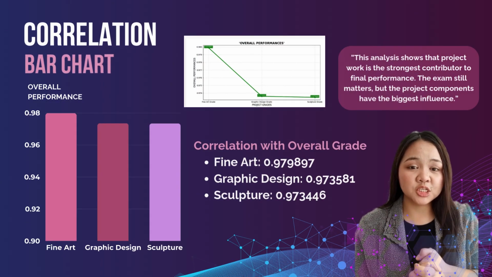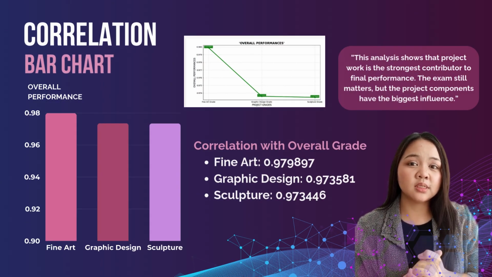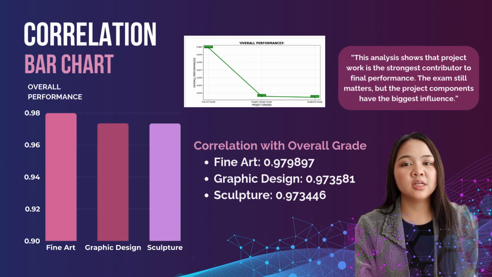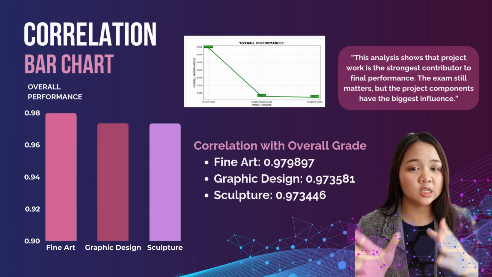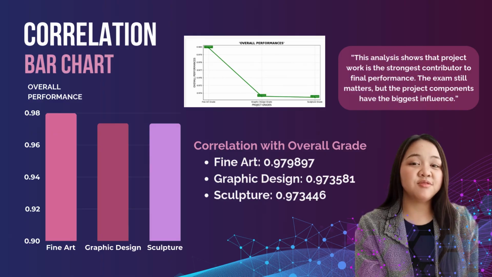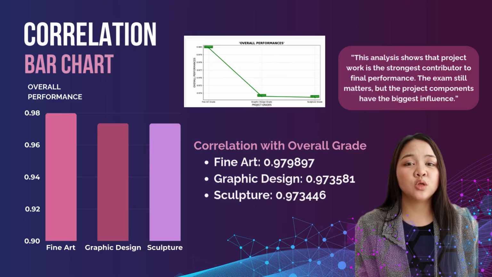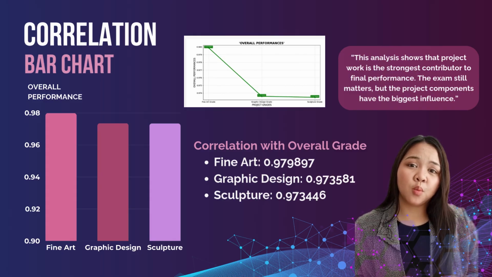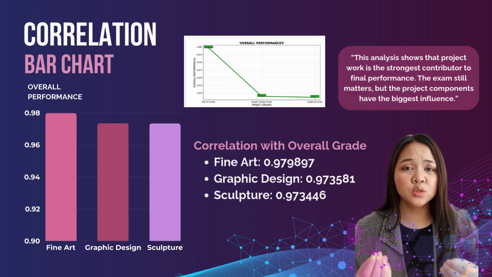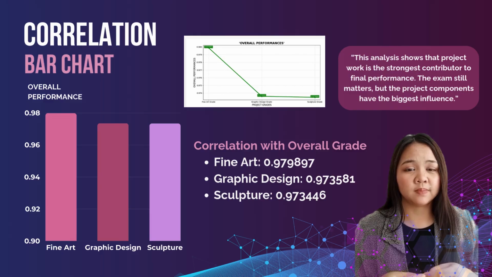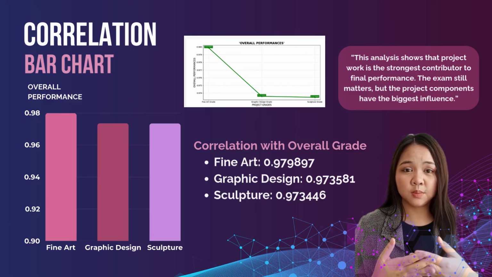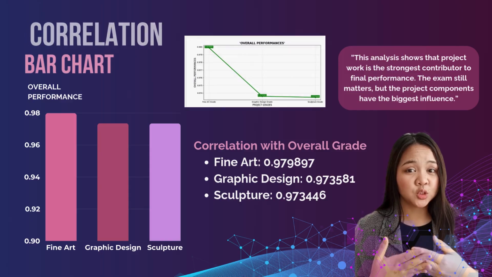Next, we move to the correlation bar chart. This slide examines the correlation value between each project component and the overall grade. All correlation values are extremely high, exceeding 0.97. These indicate a very strong relationship between project performance and the overall score. In other words, when a student performs well in their project components, they are almost guaranteed to achieve the high overall grade. This shows that project work plays a crucial role in determining the final performance of visual art students.